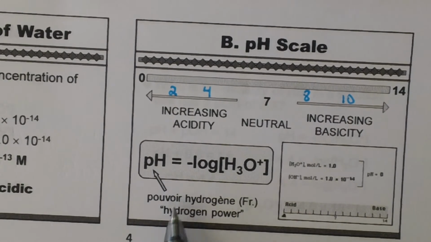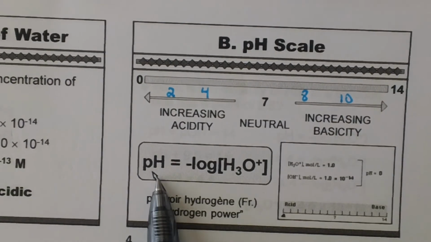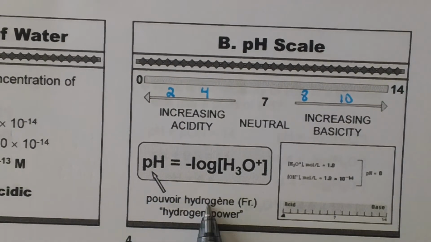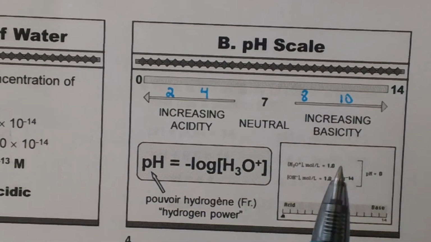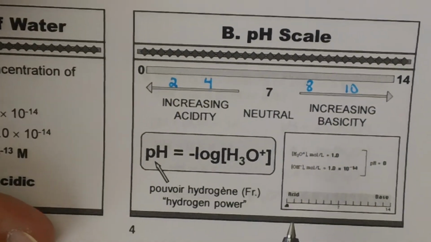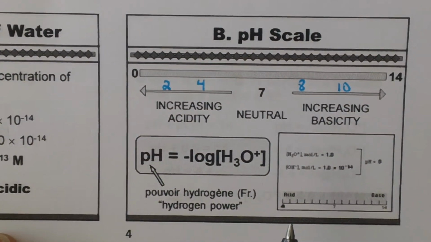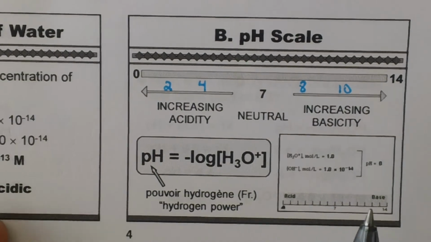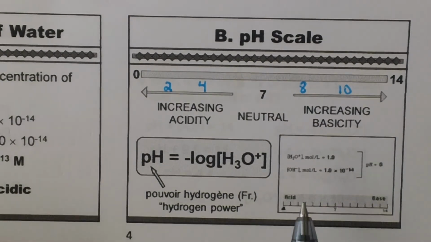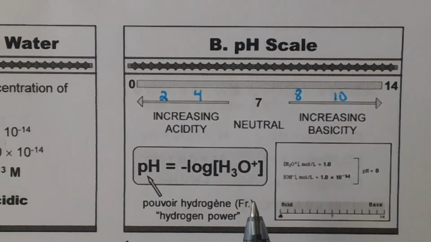When I invented the pH scale, I was doing my professional ballet training in France, and so pH stands for pouvoir hydrogène. It's French for hydrogen power. That joke goes better in class. All right.